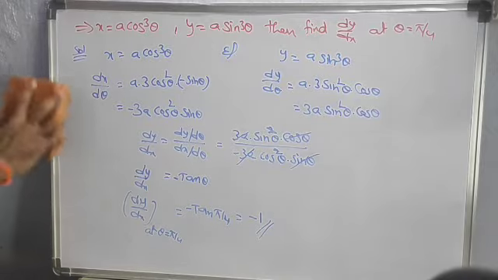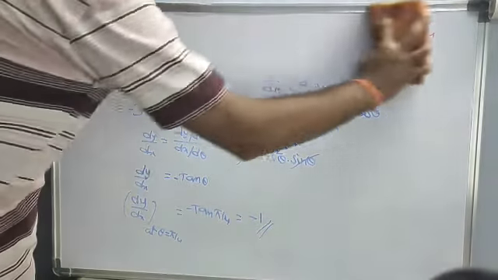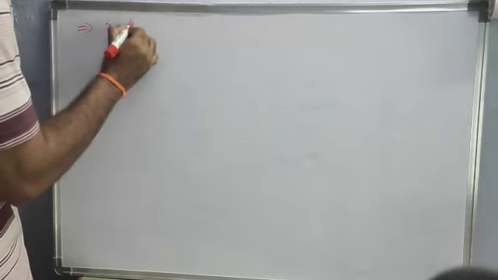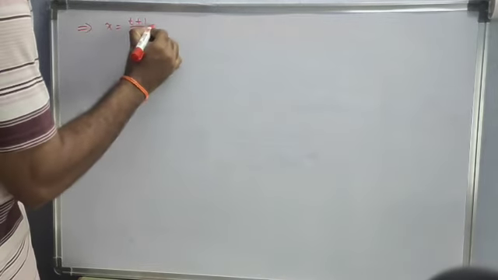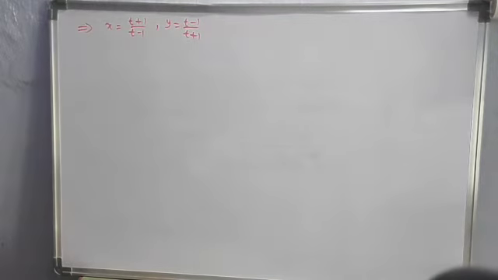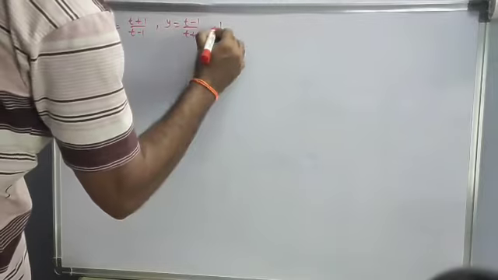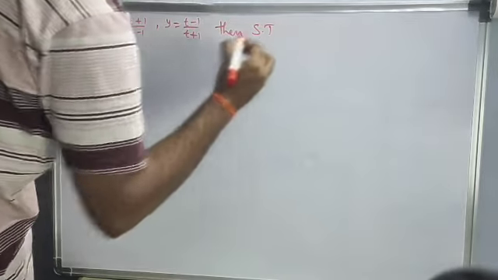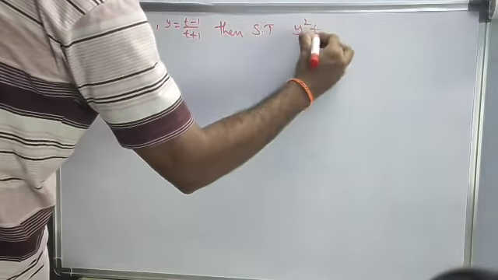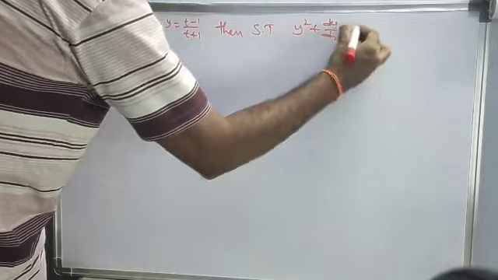Next I am taking another problem. x equals (t plus 1) by (t minus 1), y equals (t minus 1) by (t plus 1). Then show that y² plus dy by dx equals 0.